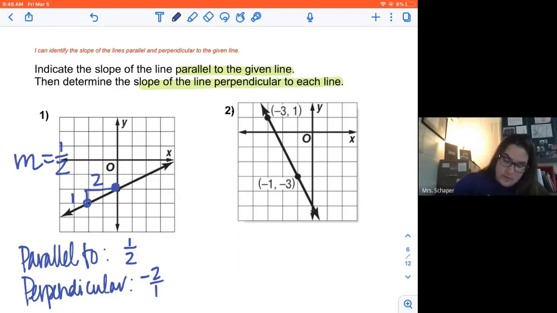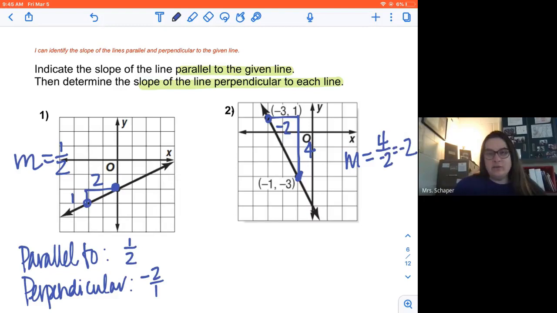Looking at the second one, we need to find the slope of the line. I'm going to find two ordered pairs. I'm going to rise 4. I'm going to go backwards negative 2. My slope is 4 over negative 2, which simplifies to negative 2.